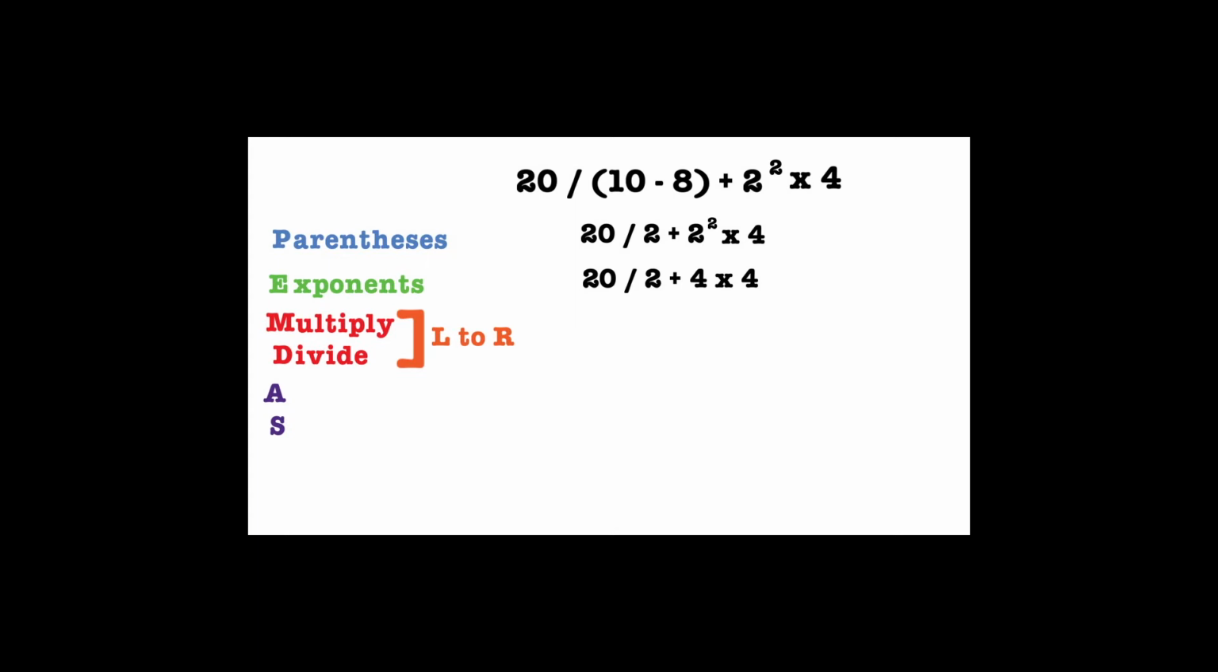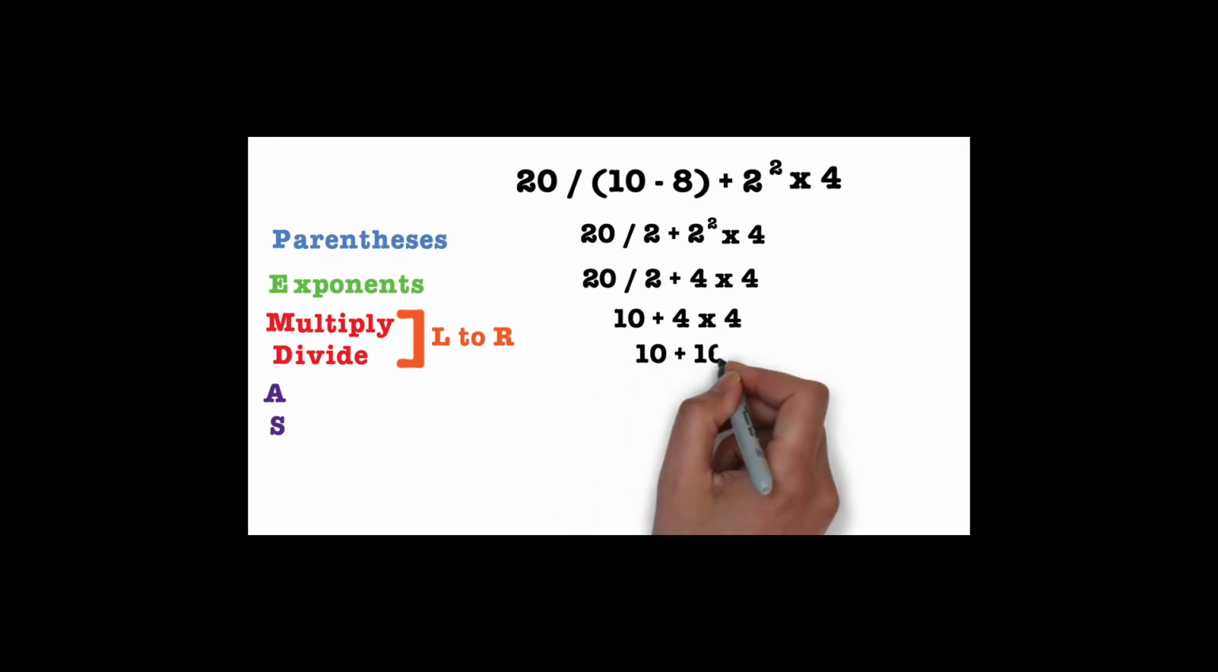Looking at our problem from left to right, we're going to divide 20 by 2 first. The quotient of 20 divided by 2 is 10. Now we can rewrite our problem, 10 plus 4 times 4. We are still on the step of multiplying and dividing from left to right. If you look at our problem, you will see that we do have some multiplication left, 4 times 4. When we multiply 4 times 4, we end up with a product of 16. Now our problem is 10 plus 16.